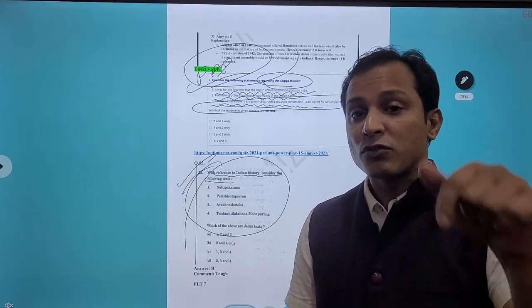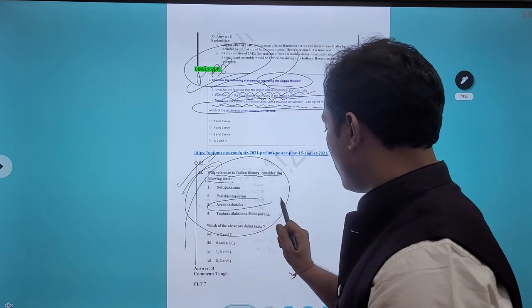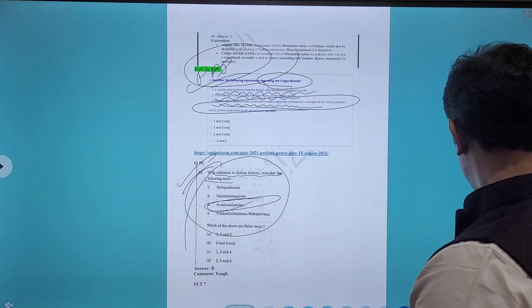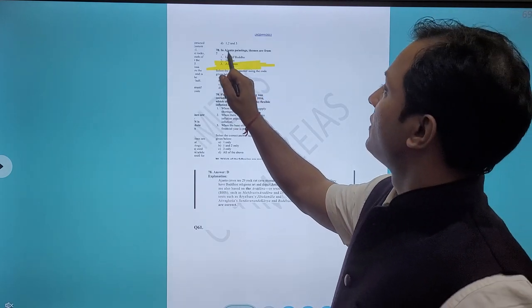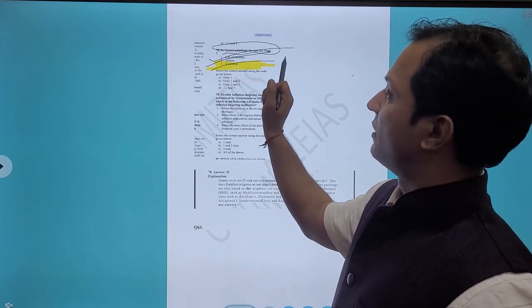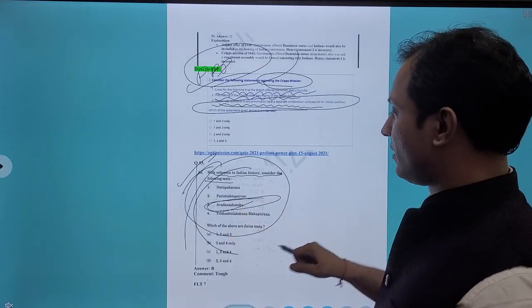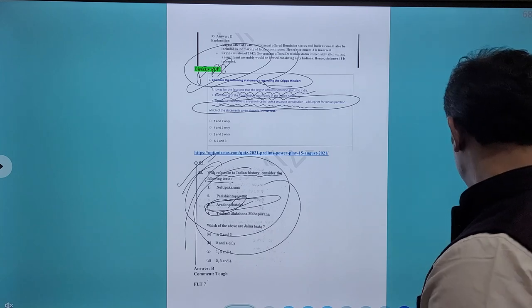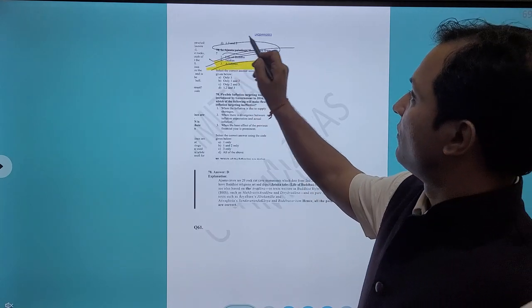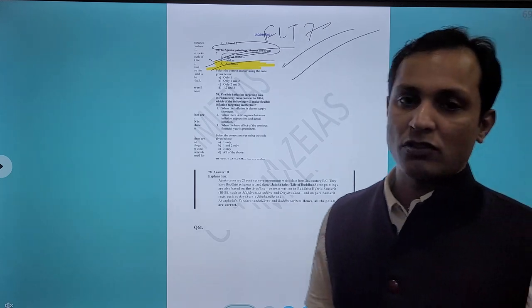But if you have solved my FLT, in FLT I had asked a question on Avadana. You see here, in FLT I had asked this question: in Ajanta paintings, the themes are from the Life of Buddha, Jatakas and Avadanas. So you can just eliminate from here, remove 3, and you will get the answer, guys. Don't you think this is amazing? FLT 7, you can go and cross check.